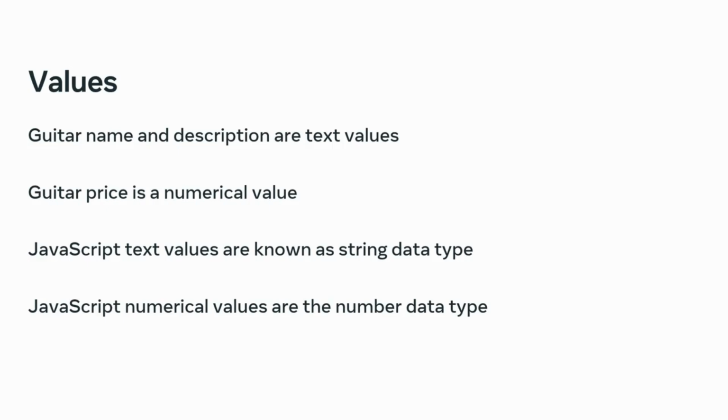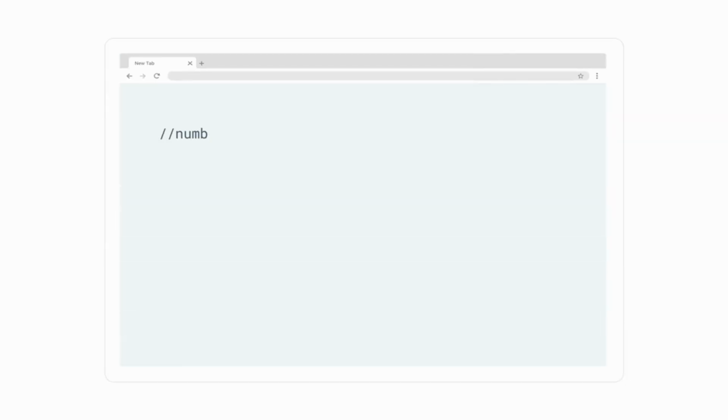In JavaScript, text values are known as the string data type, while numerical values are referred to as the number data type. From a programming perspective, making a distinction between numbers and text is important because they adhere to different rules. For example, to build a number, you simply type in the numerical values, but to build a string in JavaScript, the characters must be enclosed in either single or double quotes.